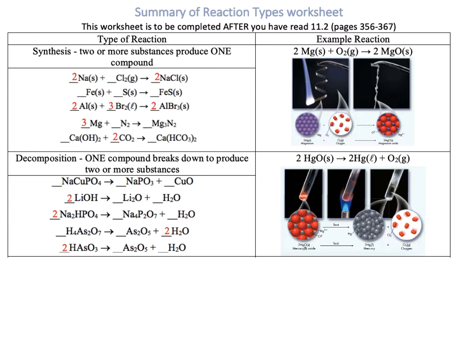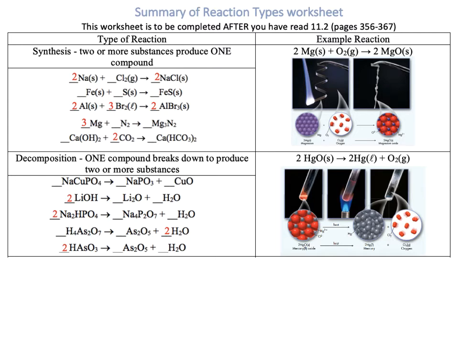The second type that you see listed is a decomposition reaction. They are basically the opposite of synthesis reactions. In a synthesis reaction, you get 1 compound as your product. In a decomposition reaction, you have 1 compound as your reactant. So in a decomposition reaction, 1 compound breaks down to produce 2 or more substances. So even if you look at their descriptions, they're basically the opposite.